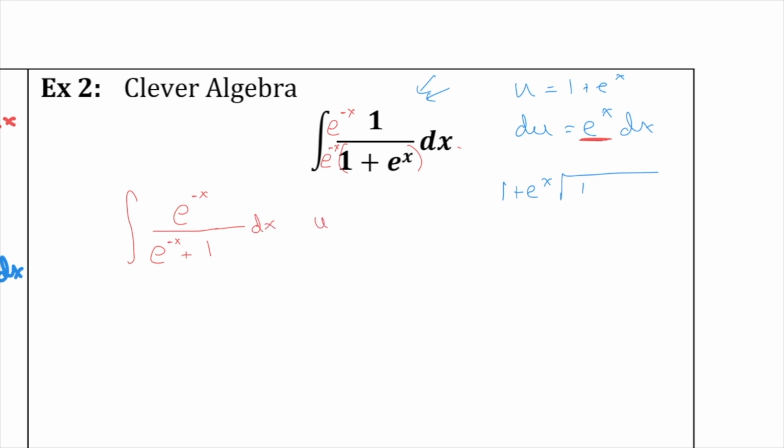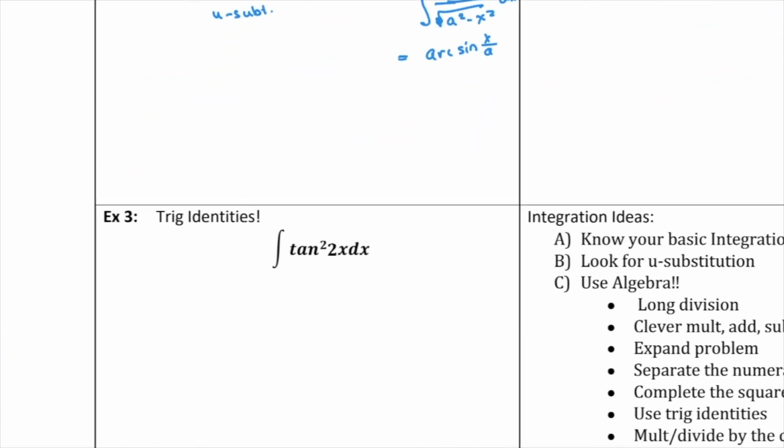And then you can try u equals e to the negative x plus 1, and your du is equal to negative e to the negative x dx. From here, you should be able to finish this problem. Again, there are many algebraic ways to solve this problem. This is my favorite way, though.